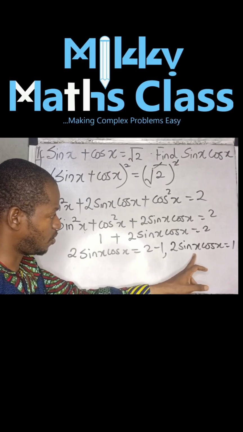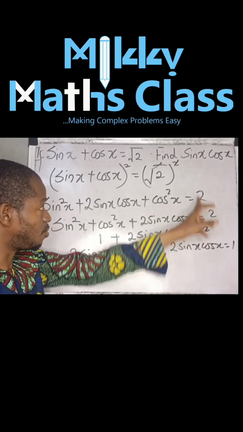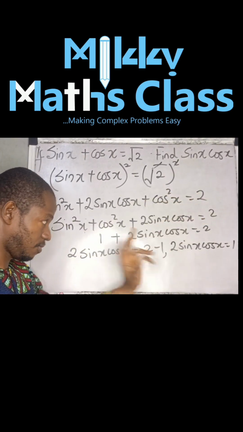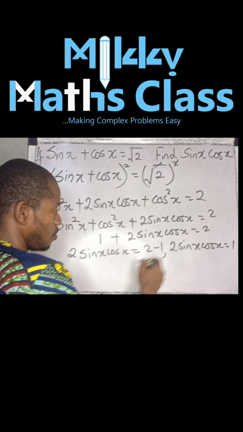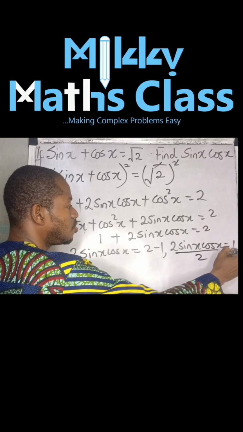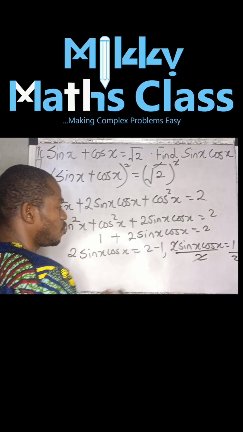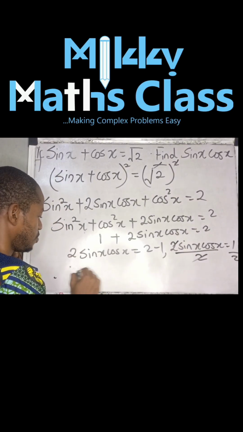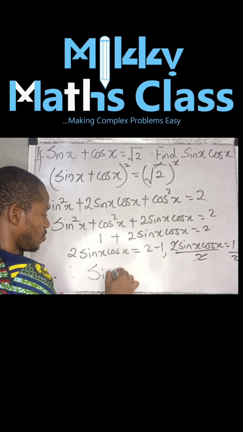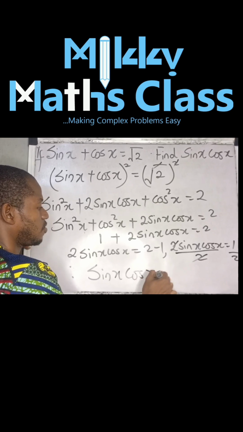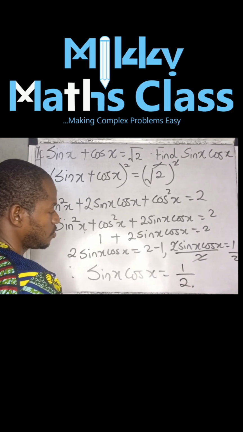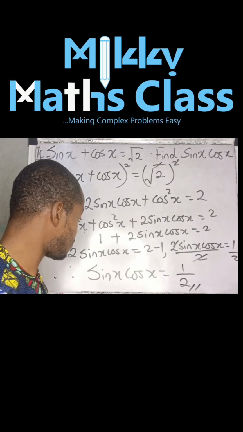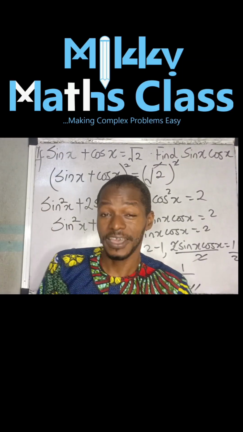Now what we have here is almost looking like what you have here, save for this 2 that's in front. So we divide both sides by 2. We divide this place by 2, divide this place by 2, 2 cancels 2. So therefore sine x cos x is equal to 1 over 2. That's half. And that is the answer.